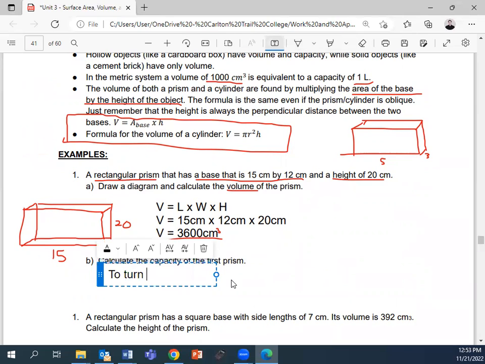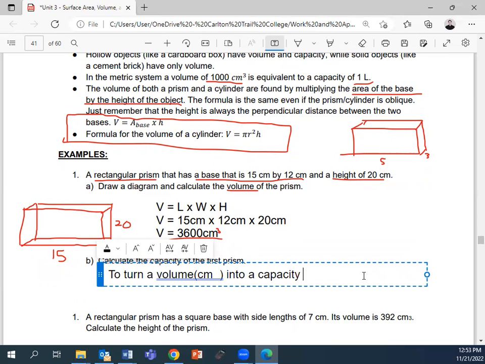So to turn a volume into a capacity, sorry, to turn a volume, centimeters cubed, I'll put a cube there in a second. It's 3,600 centimeters cubed. Or you could say cubic centimeters. Yeah, you could say that too. So we turn our volume, which is centimeters cubed, into a capacity, which is going to be liters or ml, milliliters, right?